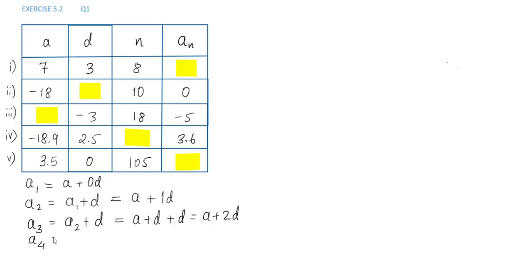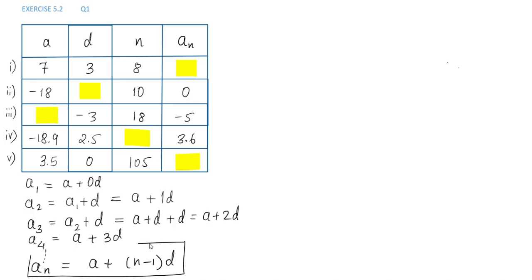Similarly, for the fourth term, we will be doing a plus 3d. And if we keep on doing this, for the nth term an, we will be doing a plus n minus 1 d. This is the formula we are going to use to solve these problems. Let's start with the first one.